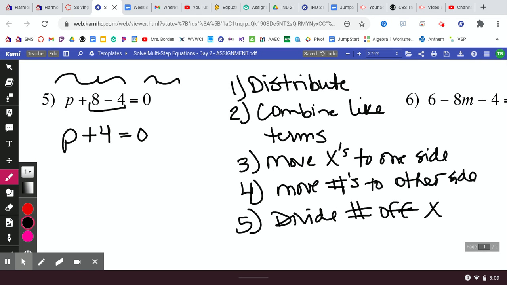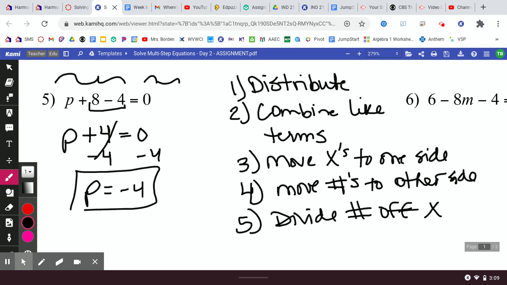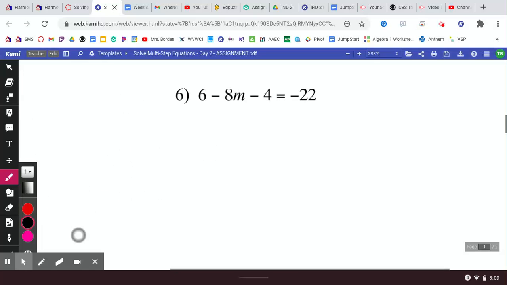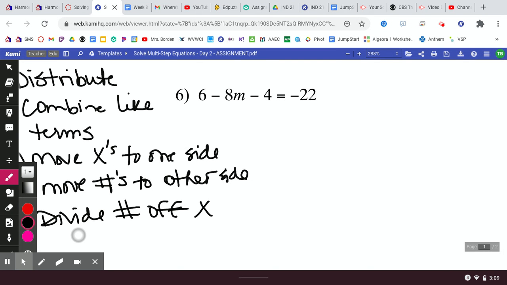And now I'm ready to start moving things from side to side because now I've got everything distributed and combined. So I'm going to move that 4 over. It's a positive 4, so I'm going to go minus 4 and minus 4, and I get p equals negative 4, okay?